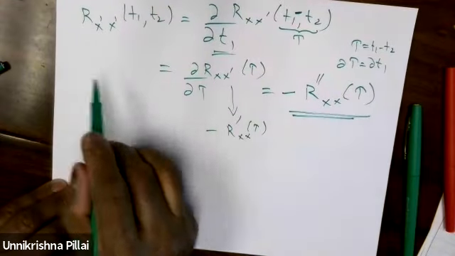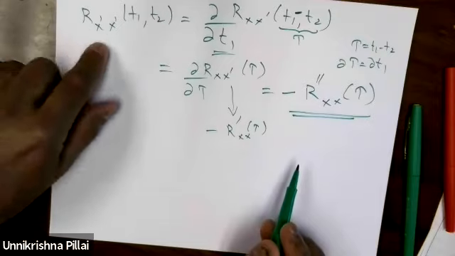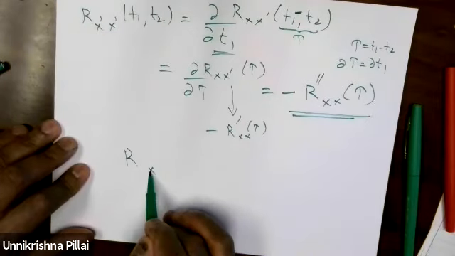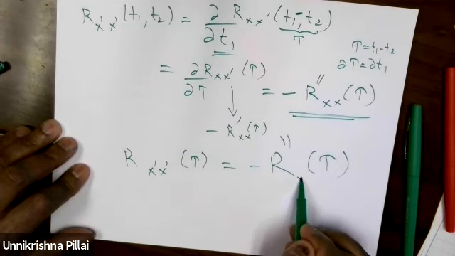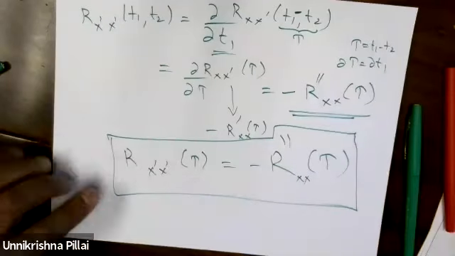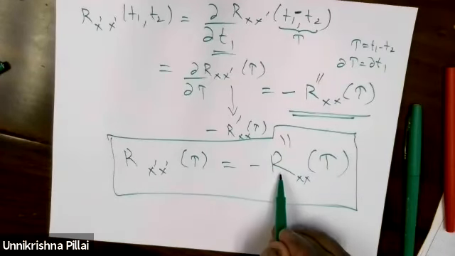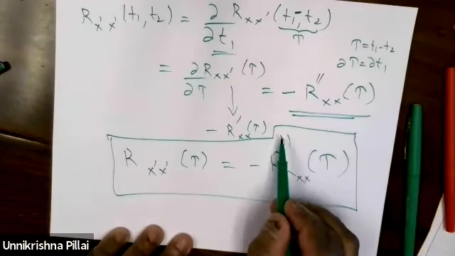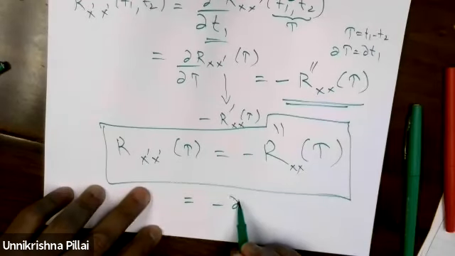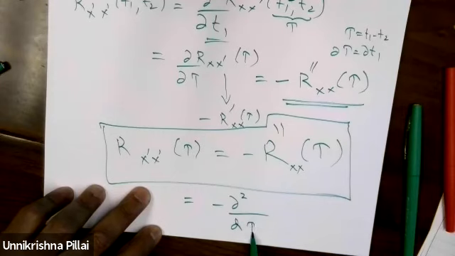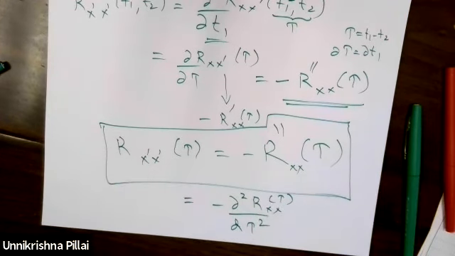This is a useful result. That means the output is also wide sense stationary. So we get Rx prime x prime of tau is minus the double derivative of Rxx of tau. So what does this say? This is another result: for any autocorrelation function, its second derivative with a minus sign is a valid autocorrelation function. In other words, minus d squared by d tau squared of Rxx of tau is the autocorrelation function of the derivative of the process.